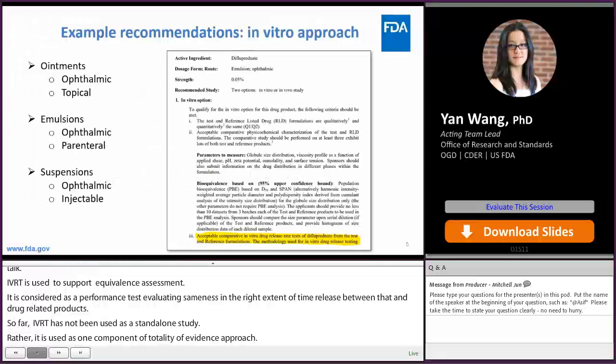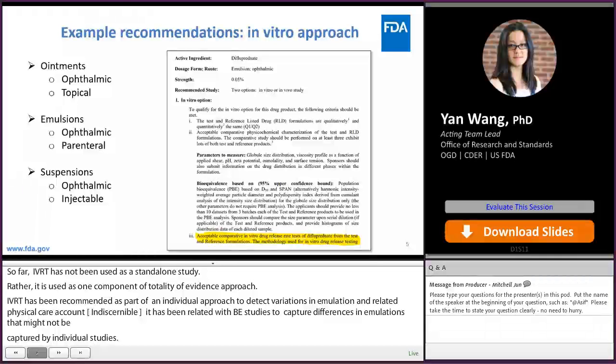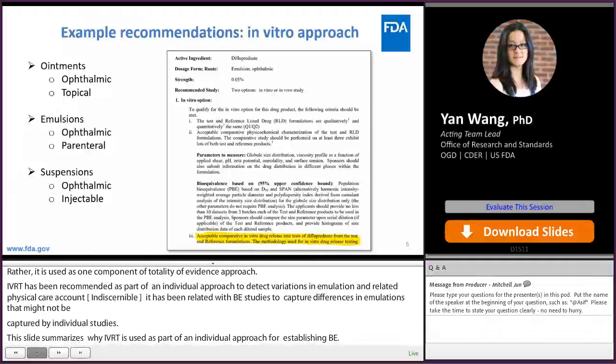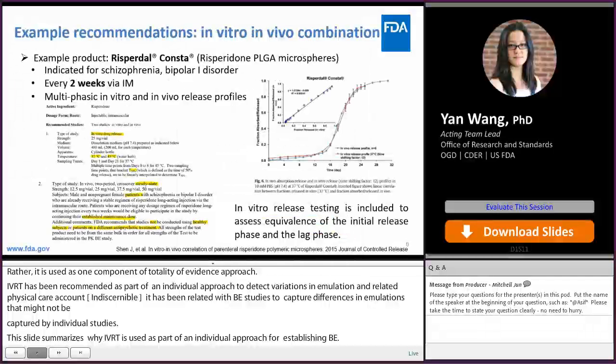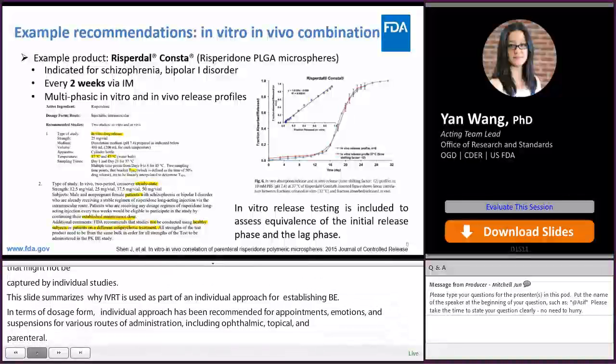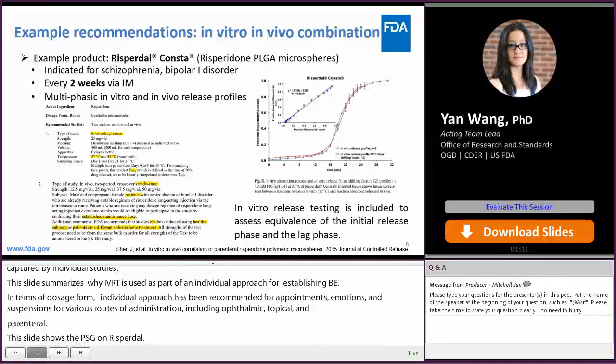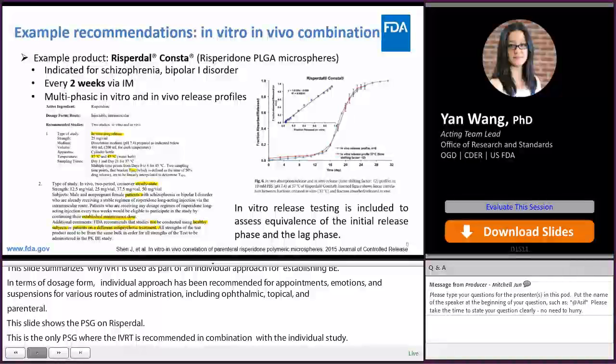This slide summarizes when IVRT is used as part of an in vitro approach for establishing BE. In terms of dosage form, the in vitro approach has been recommended for ointments, emulsions, and suspensions for various routes of administration, including ophthalmic, topical, and parenteral. This slide shows the PSG on risperidone PLGA-based microsphere product, and this is the only PSG where the IVRT is recommended in combination with an in vivo study. The purpose of including IVRT in addition to the in vivo study is mainly to evaluate the initial burst release phase as well as the lag phase.